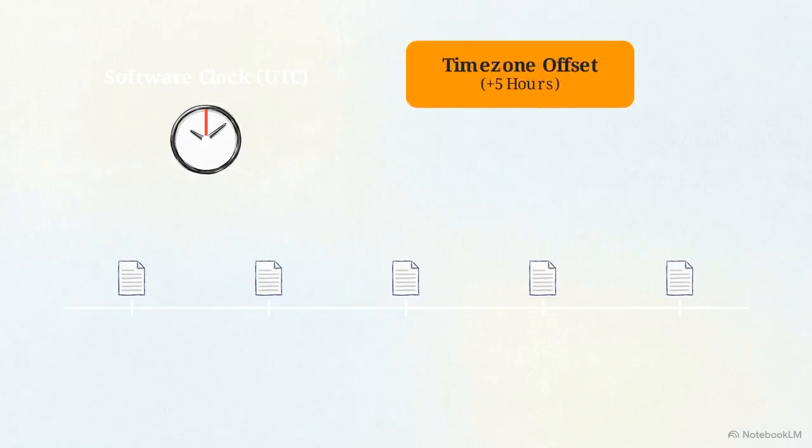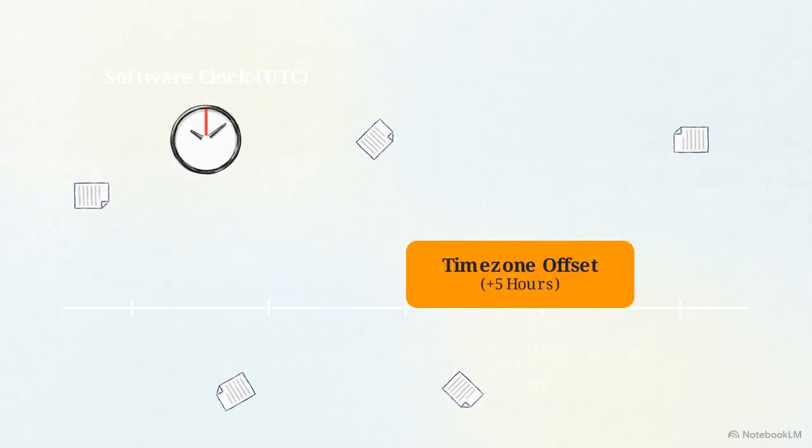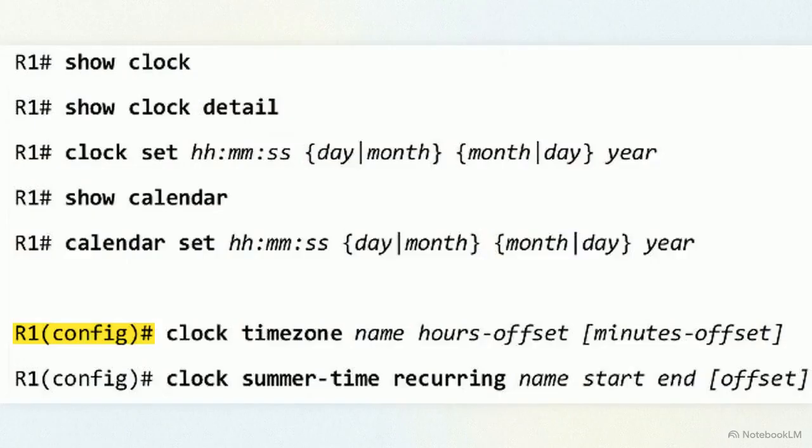Before we set the time, we must set the time zone. If you manually set the clock first, then apply an offset, the system shifts your correct time by several hours, throwing your logs out of alignment. To set the time zone, move into global configuration mode. Here are the exact syntax lines we need: clock timezone, followed by the name of the zone, and its offset from UTC.